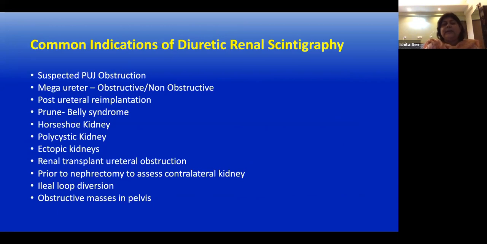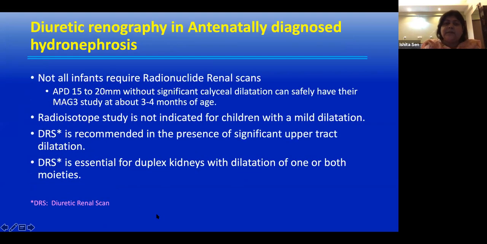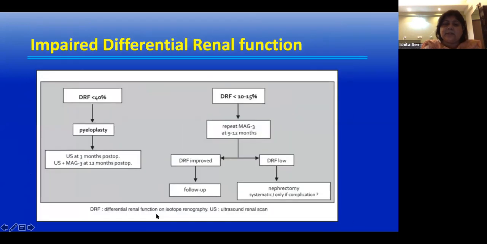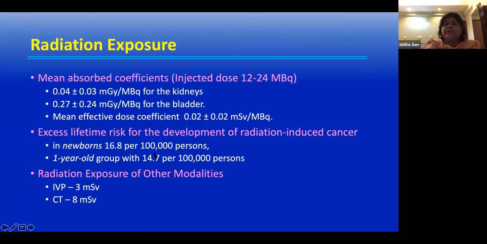Now, the common indications of diuretic renal scintigraphy are, of course, the most common is suspected PUJ obstruction, where you have post-ureteric reimplantations because of megaureter or because of obstructive PUJ obstruction, prune belly syndrome, horseshoe kidneys, polycystic kidneys, ectopic kidneys, renal transplant obstructions, prior to nephrectomy to assess the contralateral kidney, the ileal loop diversions, and obstructive masses in the pelvis. So I think we're going to go into the radiation exposure.